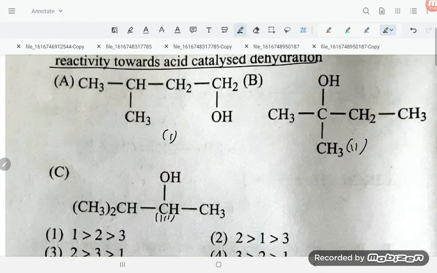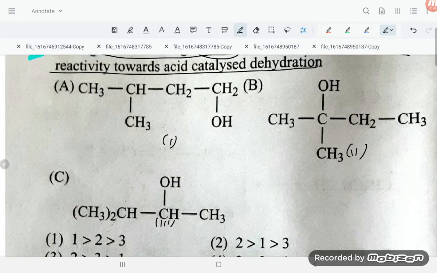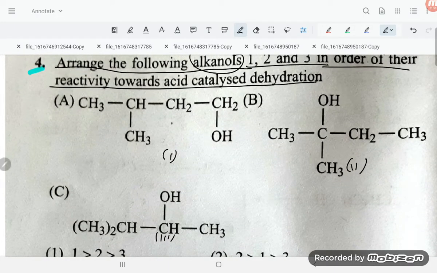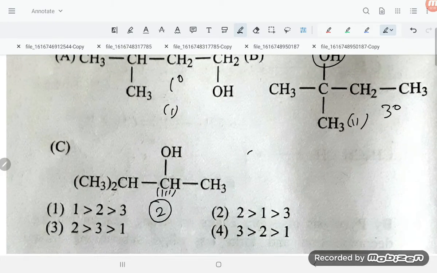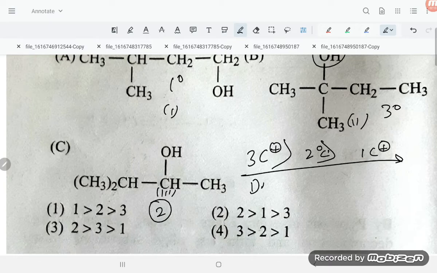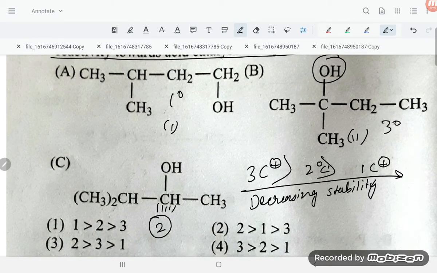So dear students, you see these are the points. First one, this is 1 degree, here is the high one, this is 3 degree and this is 2 degree. So order of stability: 3 degree carbocation is more stable, then 2 degree carbocation, and then 1 degree carbocation. This is the decreasing stability. So if you find this decreasing stability, what can be the correct answer?